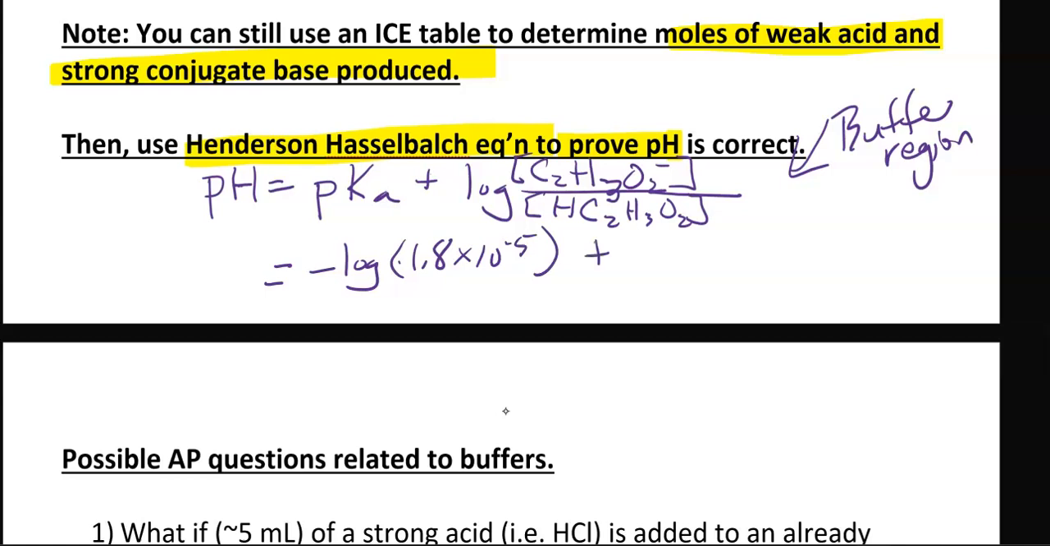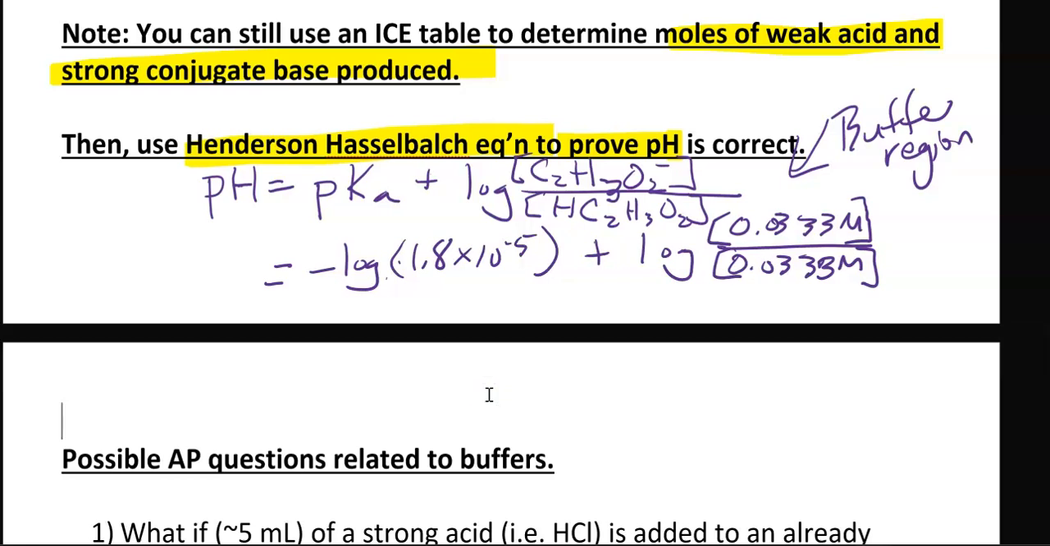And then if you know the concentration of your conjugate base, even if it's not equal to your weak acid, I just want to emphasize that it doesn't have to be equal to your conjugate acid. Just make sure you're in the buffer region, that helps. Over the concentration of your weak acid, you can take the log of that, and when you combine both parts of that equation together, you can get the pH.